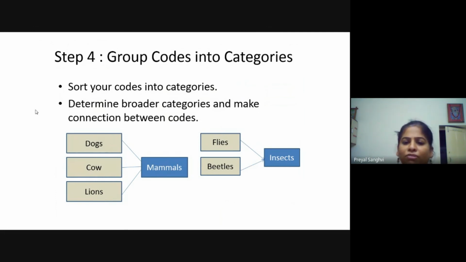If you talk about the flies and the beetles, basically they have the same kind of characteristic, so we are going to group them together, club them together, and put them in one category, which is known as insects.